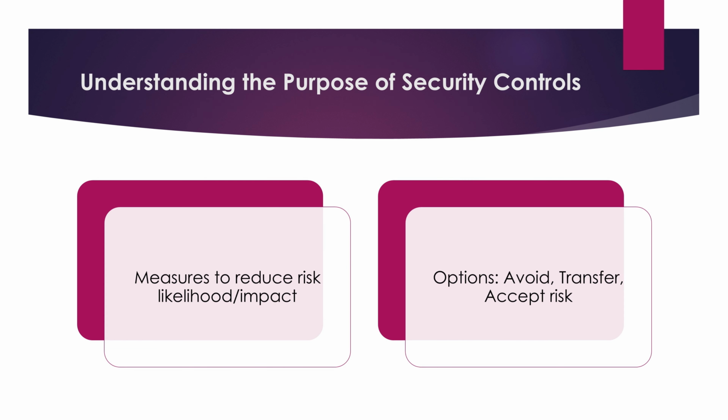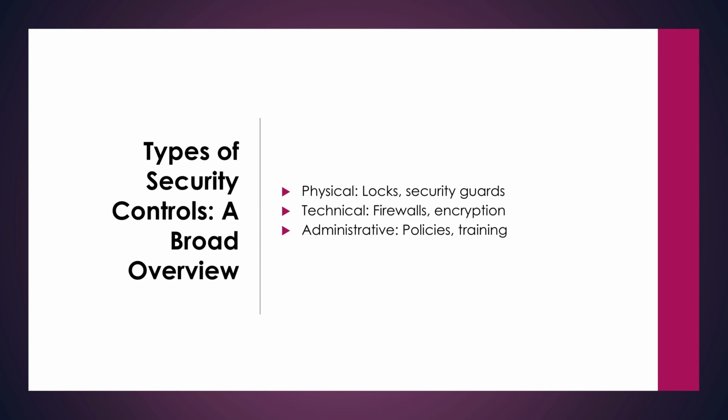Security controls are measures implemented to reduce the likelihood or impact of identified risks. These controls can also involve avoiding the risk altogether, transferring the risk, like through insurance, or accepting the risk if it's deemed low enough. Security controls are generally categorized into 3 main types: physical controls, which are tangible security measures like locks and security guards; technical controls, which involve technology like firewalls and encryption; and administrative controls, which are policies and procedures like security awareness training.